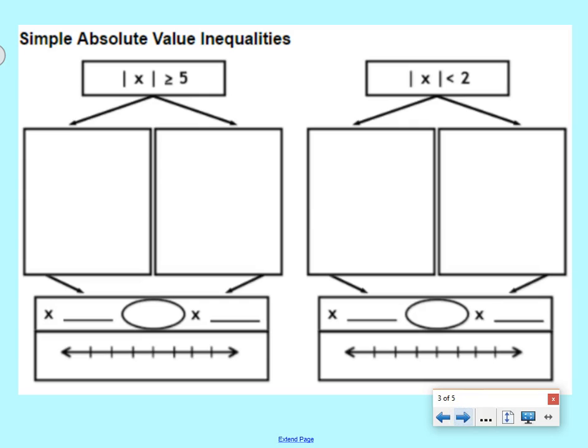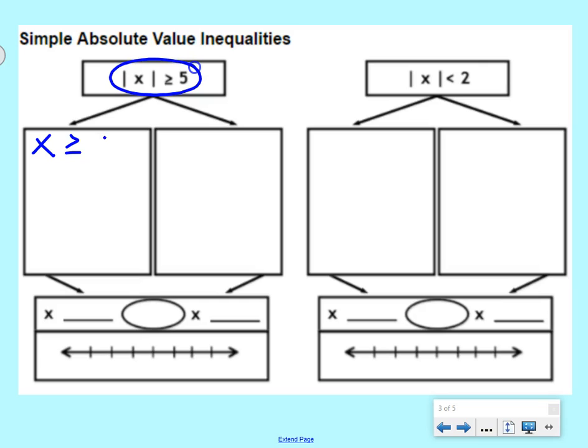Solving absolute value inequalities is pretty close to solving absolute value equations. That's why we started with absolute value equations. So we're going to use this nice little diagram here to help us. It splits into two boxes. So the absolute value of x is greater than or equal to 5. The first box, we're just going to rewrite everything, but we're taking away those absolute value bars.